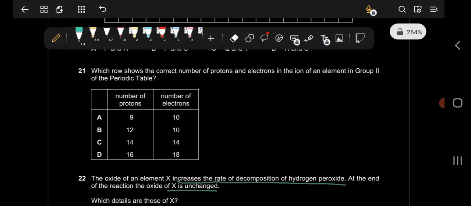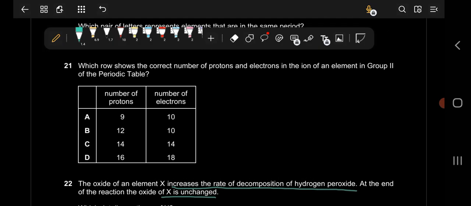Now let's move on to another question, which says, which row shows the correct number of protons and electrons in the ion of an element in group 2 of the periodic table? ठीक है? Now we are on the group 2 of the periodic table. Group 2 means that the last shell is going to have 2 electrons, or it's going to have a charge of +2. ठीक है? If there are 9 protons, then it cannot have 2 in its last, because there are going to be 2 in the first one and 7 in the last one. So no.